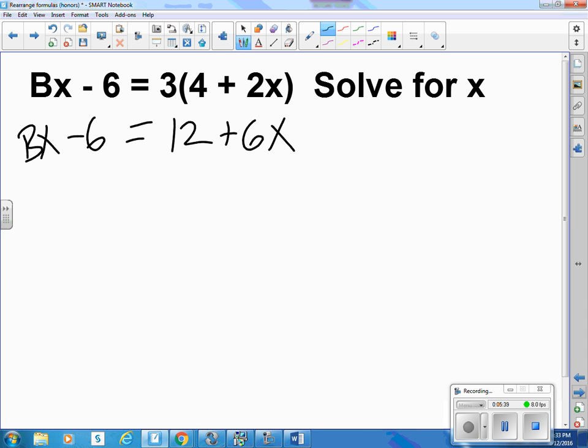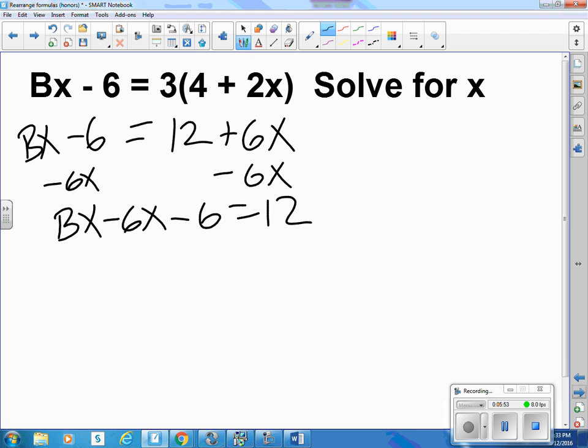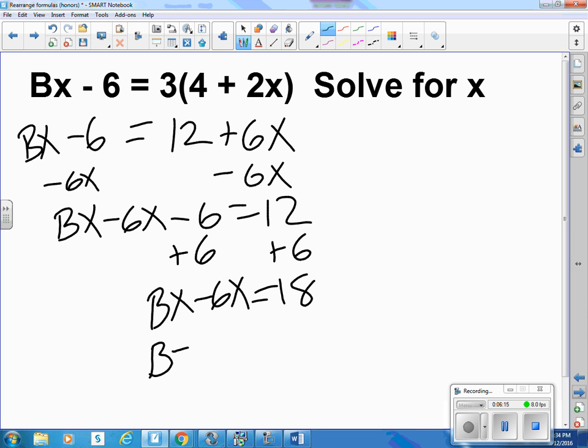Let's get all the x terms on one side or the other. Maybe we could just subtract 6x from each side. So we would have bx minus 6x minus 6 equals 12. Now that we have all the x terms on the left-hand side, let's get rid of the minus 6. Let's add 6. Because both terms on the left have an x in them, I could rewrite that as b minus 6 times x.